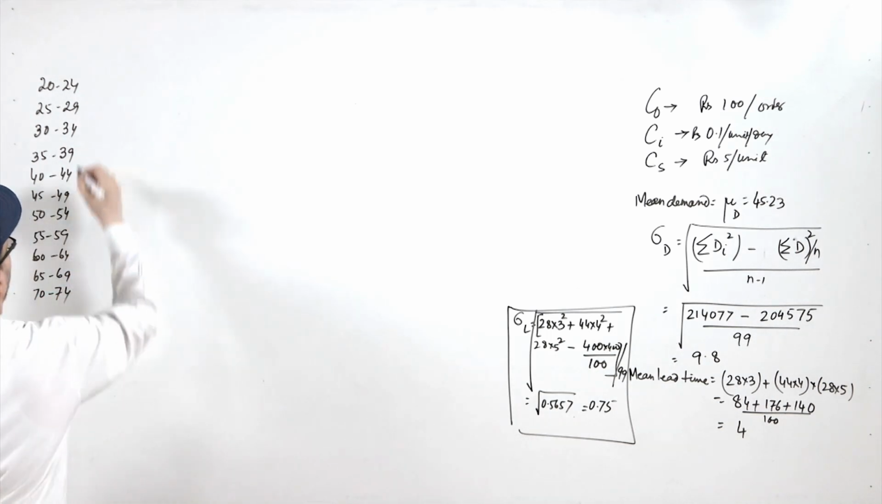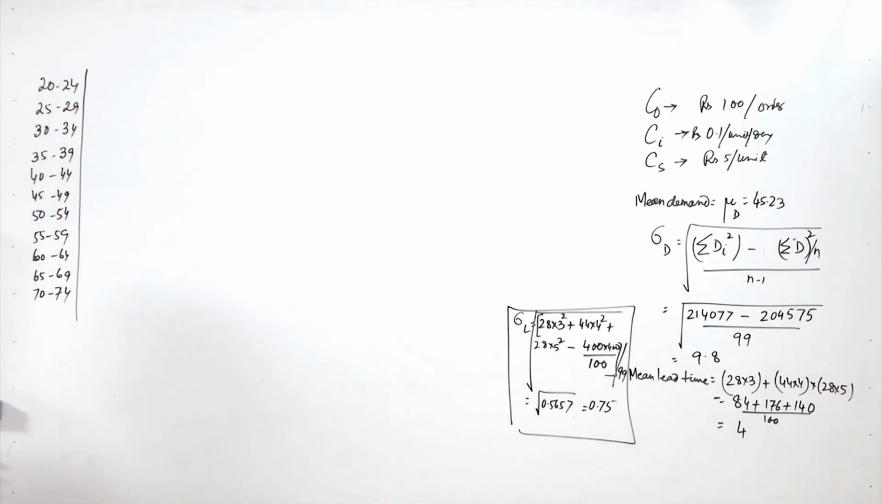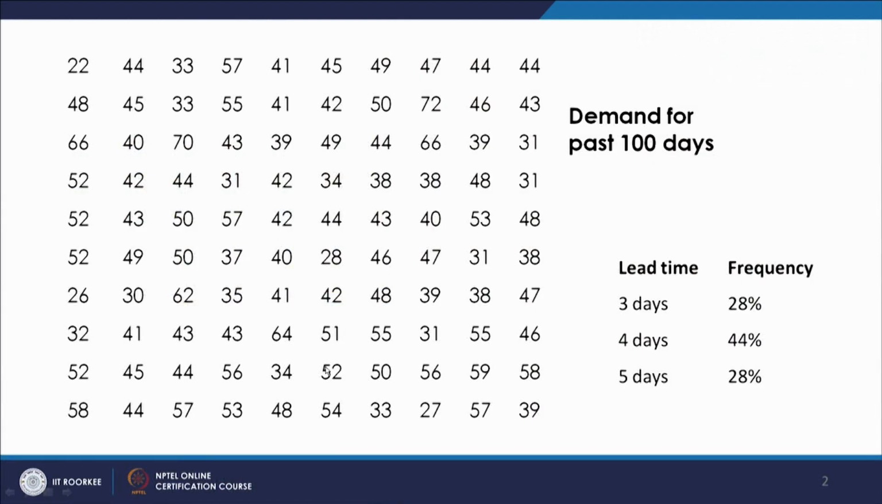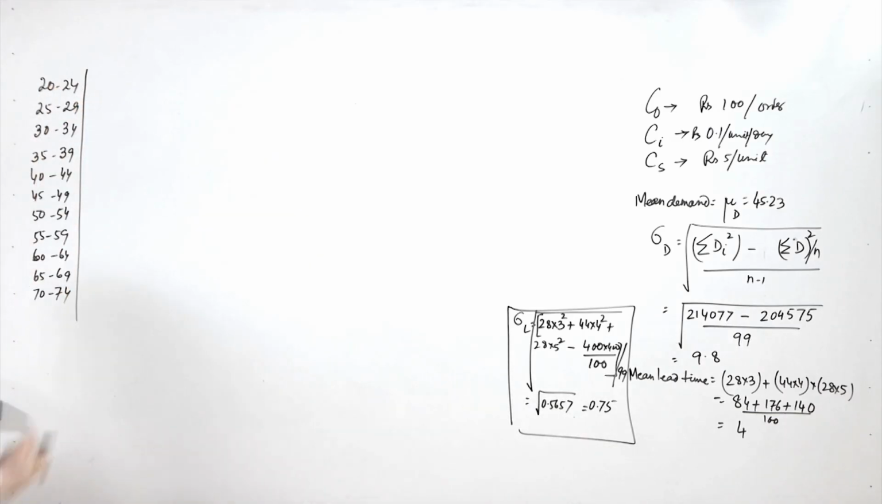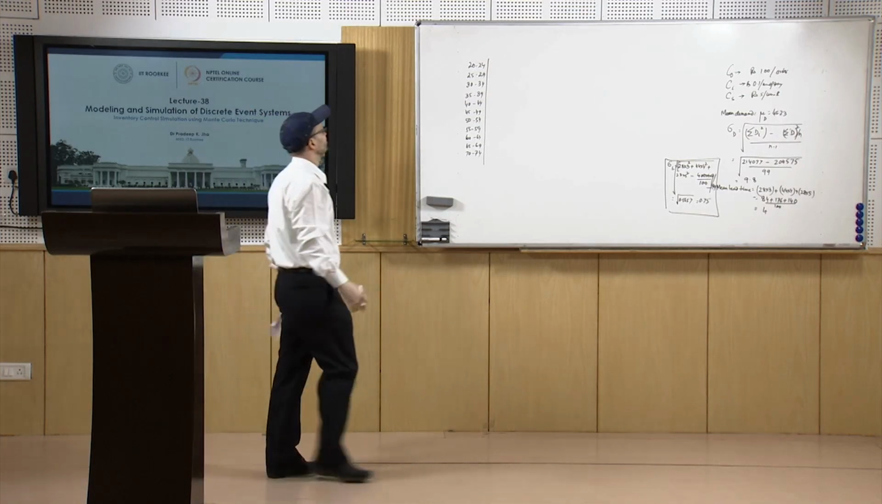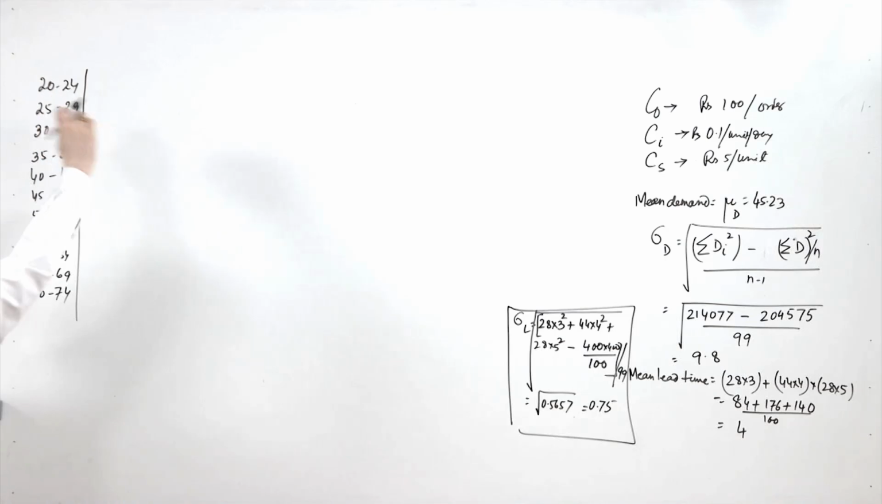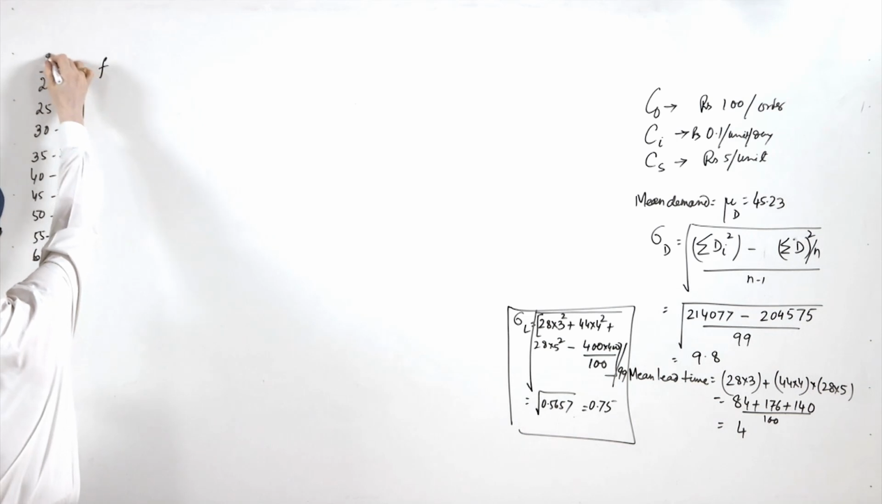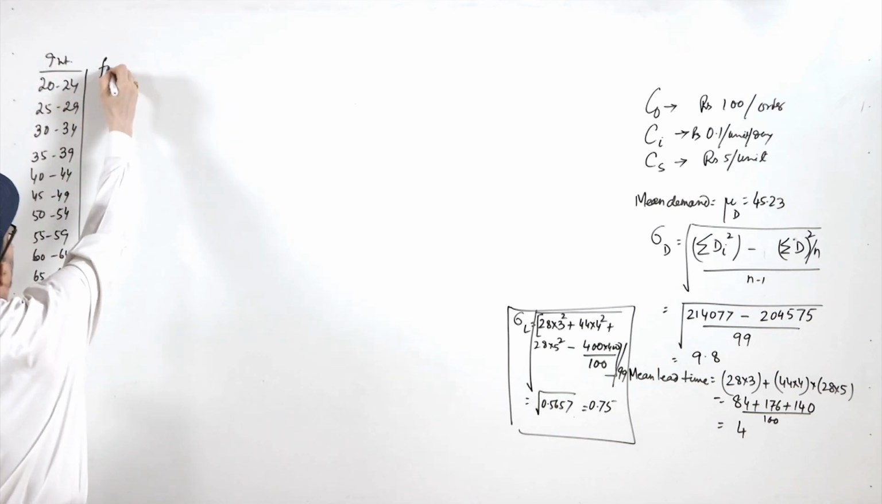So you have a maximum of 74, up to 74 values in this. When you have to take the values, you can take the mean of the interval, so in that case you can take 22 as the demand. When you have to predict the demand, you can take it as 22 if it falls in that interval. So, making the histogram, this is the interval for the demand.